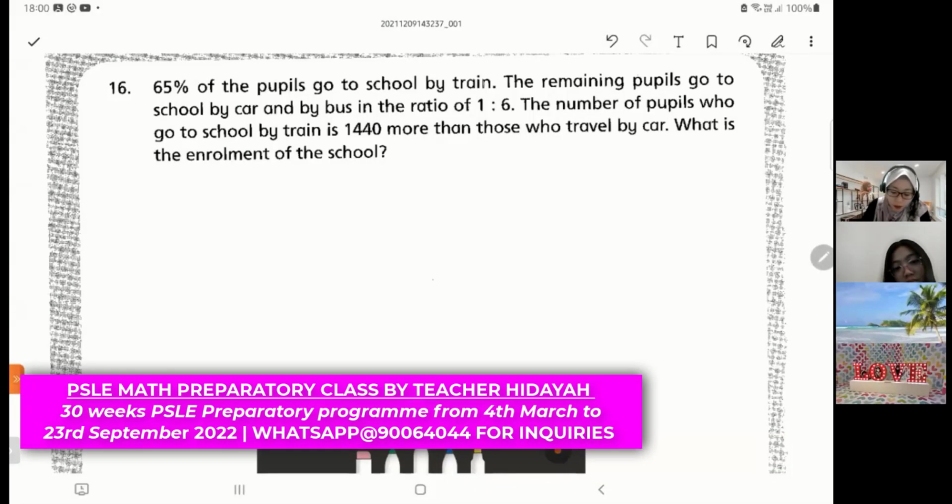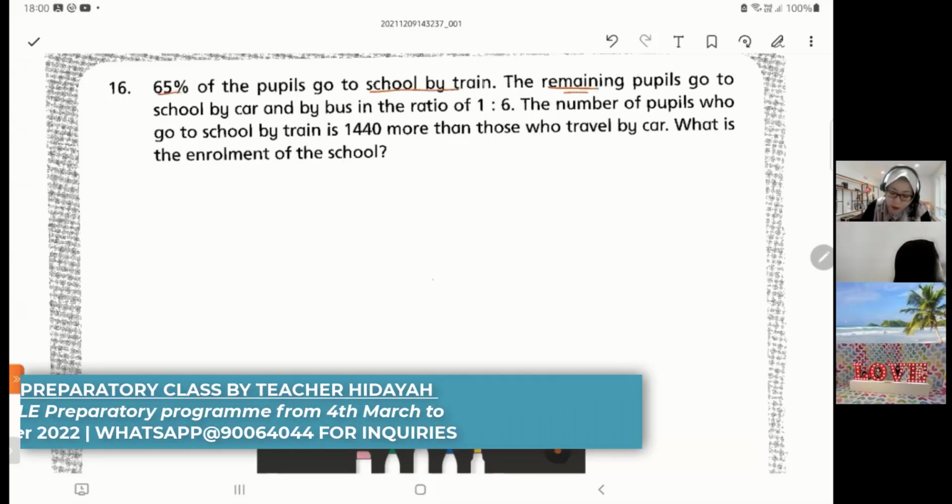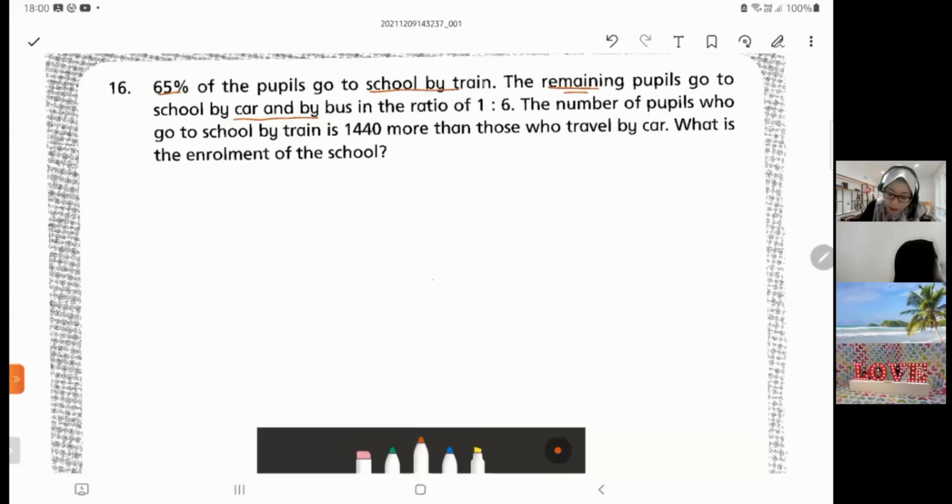65% of the pupils go to school by train. The remaining pupils go to school by car and by bus in the ratio of 1:6. The number of pupils who go to school by train is 1440 more than those who travel by car. What is the enrollment of the school?